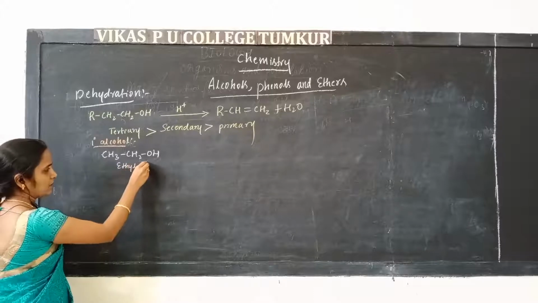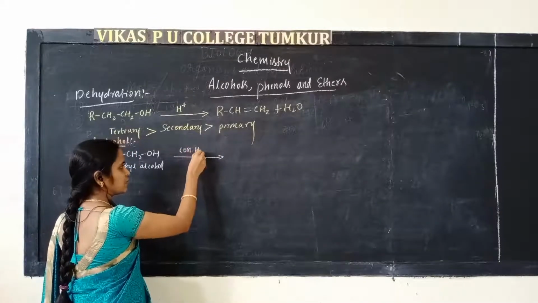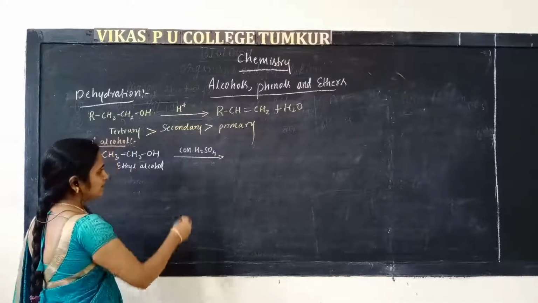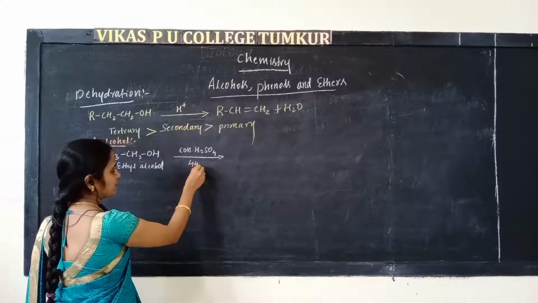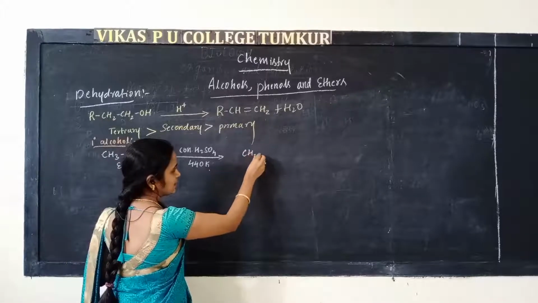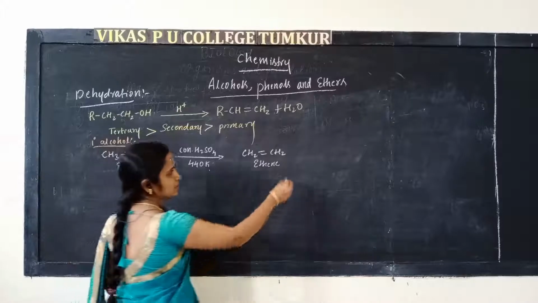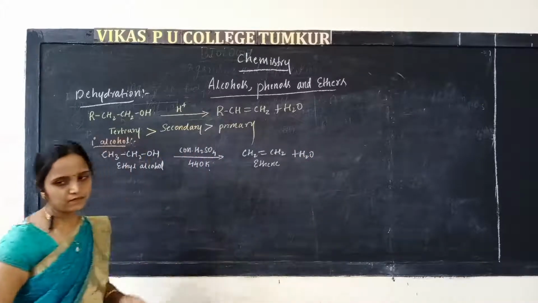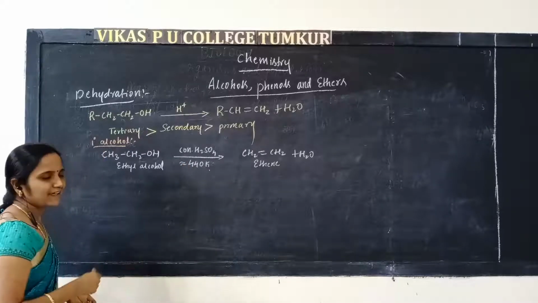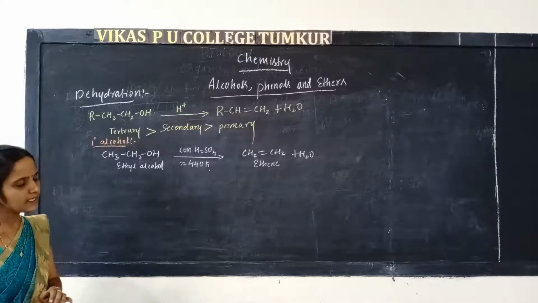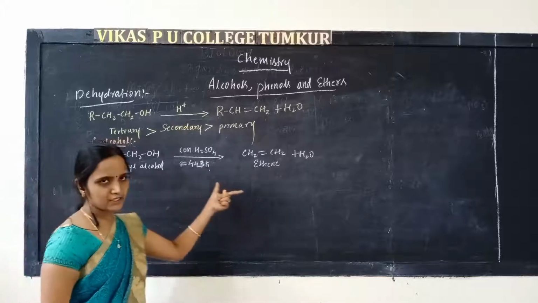This ethyl alcohol undergoes dehydration in the presence of concentrated H2SO4 at a temperature of nearly 440 Kelvin. At 440 Kelvin, ethene is formed plus the removal of water. This we call dehydration. Exactly, we take 443 Kelvin, and if you need, you can take that exact temperature of 443 Kelvin. It undergoes dehydration, which forms ethene.